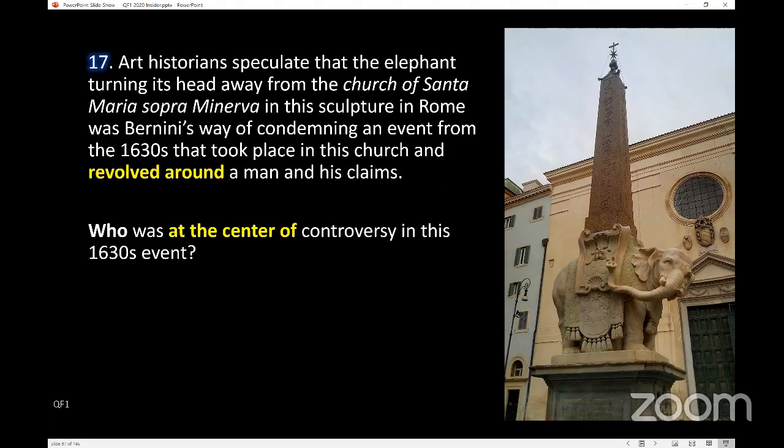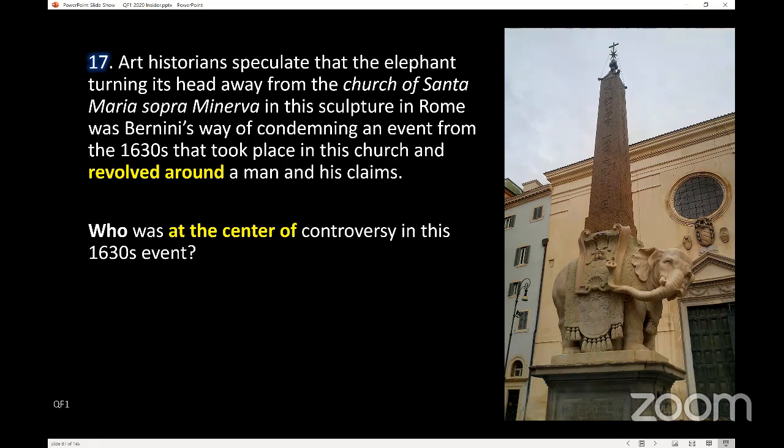Question 17. Art historians speculate that the elephant turning its head away from the Church of Santa Maria Sopra Minerva. So if you look at this image here, you'll find an elephant there. This was made by Bernini. And you see that it's turning its head away from a building in the back towards the right. So the historians speculate that the elephant is turning its head away from this church, was Bernini's way of condemning an event from the 1630s that took place in this church and revolved around a man and his claims.